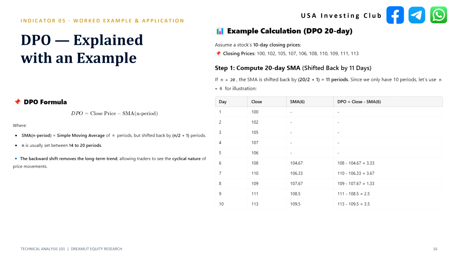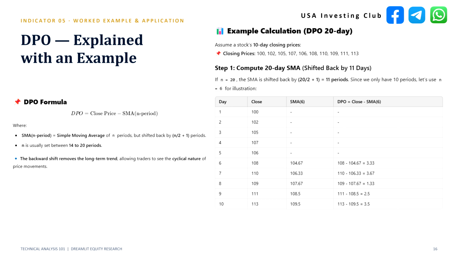By day 6, the SMA of the prior 6 closes comes out to 104.67. DPO for that day equals the close of 108 minus 104.67, which is 3.33. By day 7, the 6-day SMA is 106.33. DPO equals 110 minus 106.33, which is 3.67. By day 8, the SMA is 107.67. DPO equals 109 minus 107.67, which is 1.33.